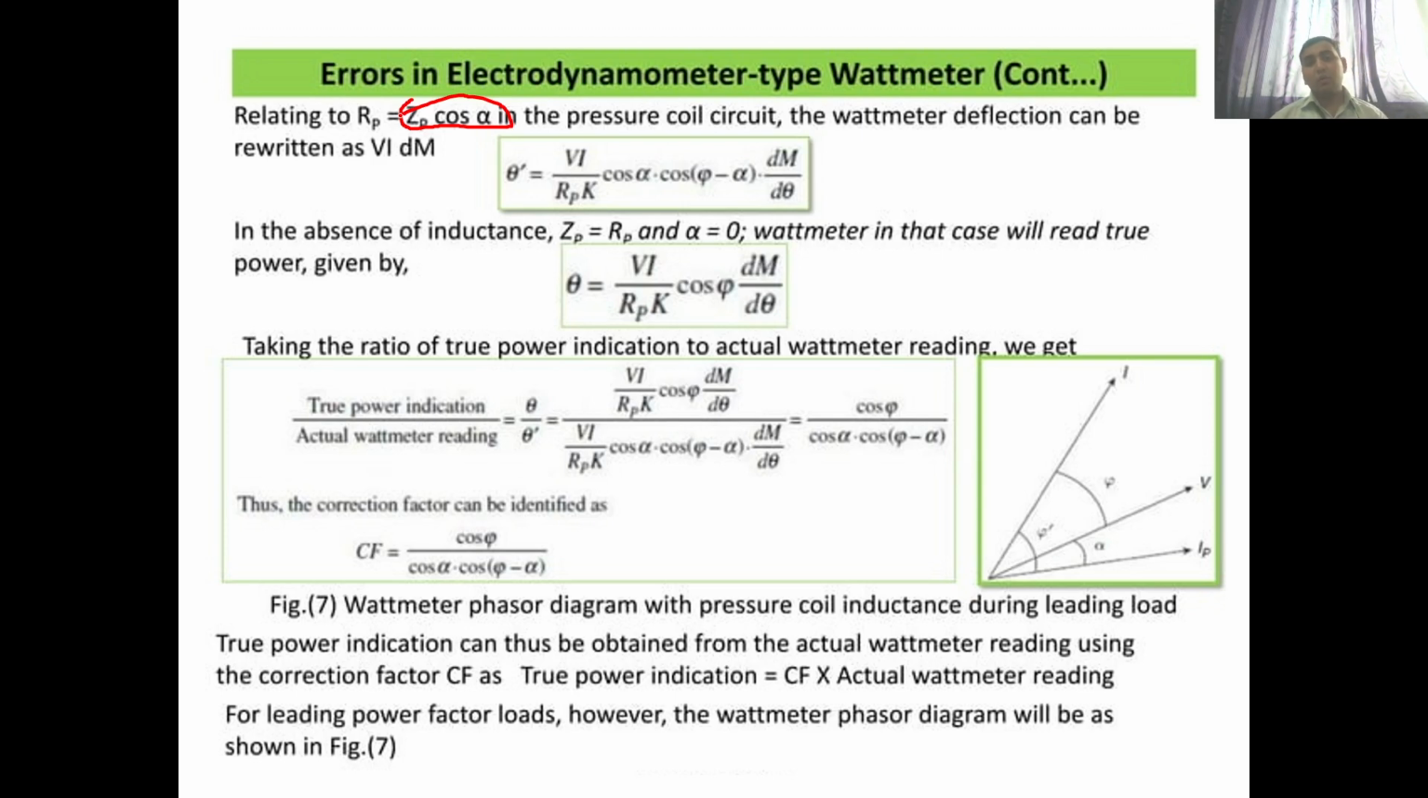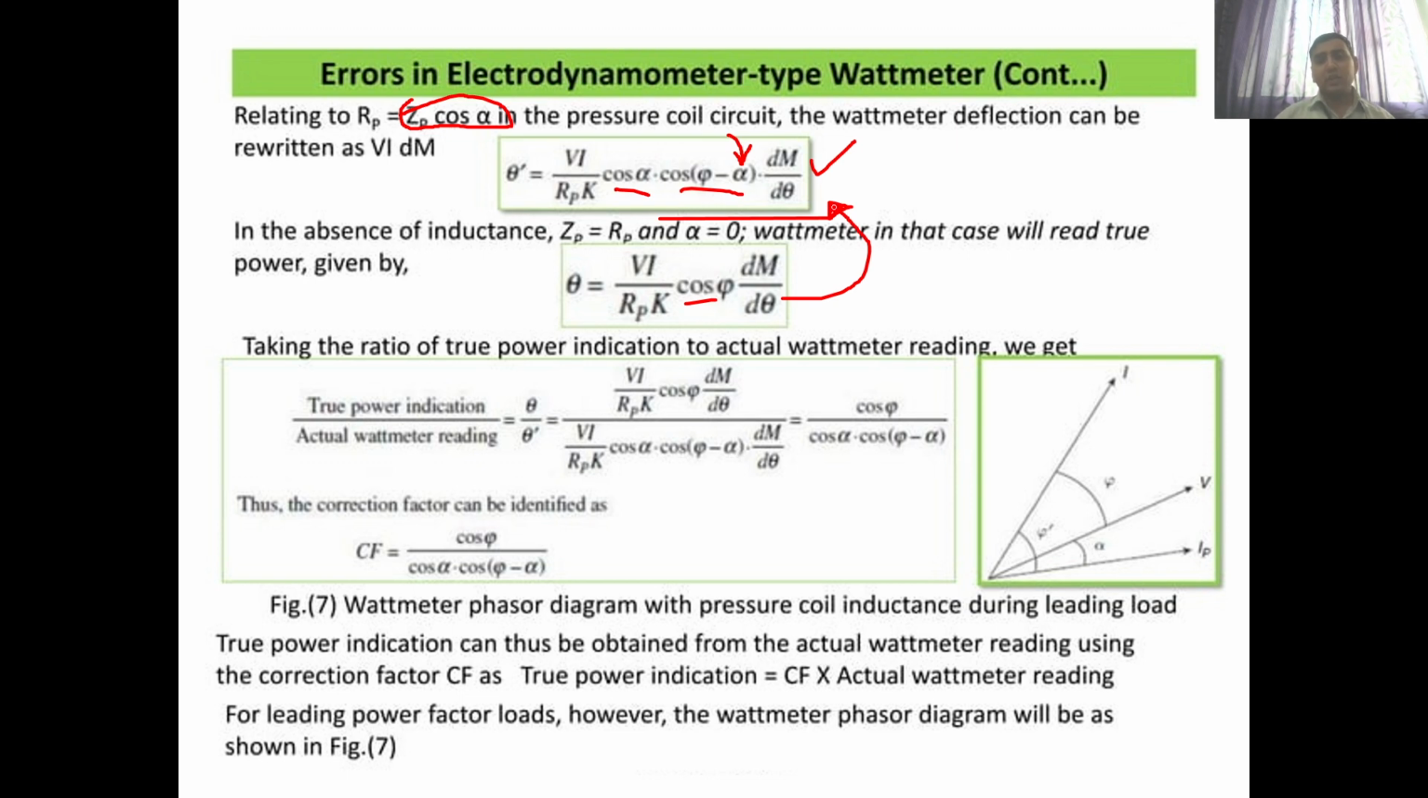Now the overall formula should be VI Rp cos alpha cos(phi minus alpha) upon dM by dθ. Now this alpha value indicates the variation in overall angle of deflection. Now without inductance, what should be our previous wattmeter formula? It should be VI Rp cos phi upon dM by dθ. It is the normal formula, but the modified one indicates the variation.